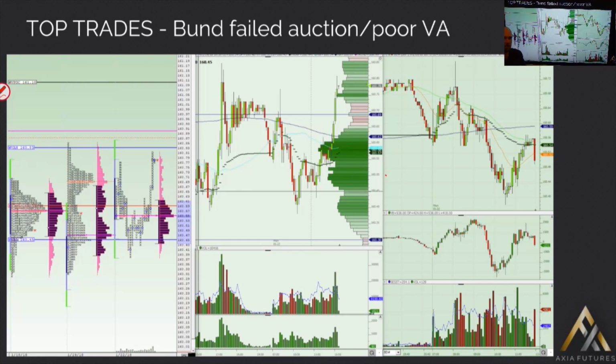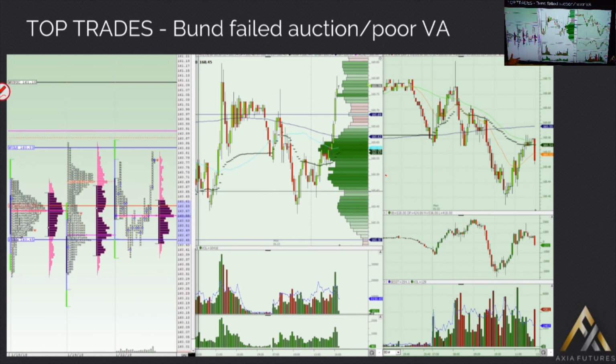So what we're going to look at here is not just a failed auction setup, but also the importance of looking at multiple timeframes, because shorter timeframes, whilst not always the best for giving you an overall view, if you have already got a view, they give you the opportunity to access that trade. So let's go have a look at what I'm talking about.